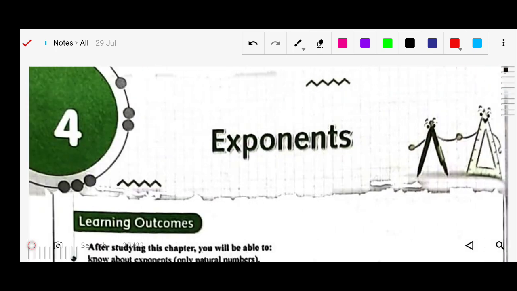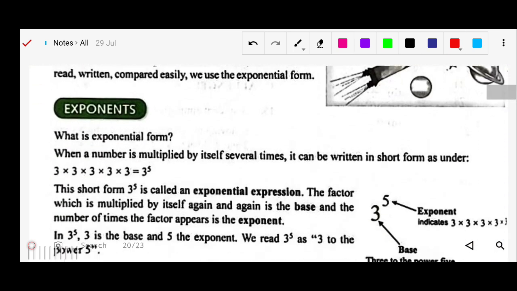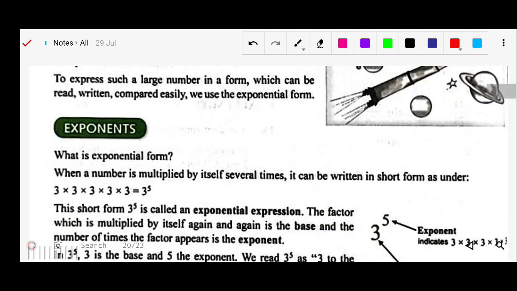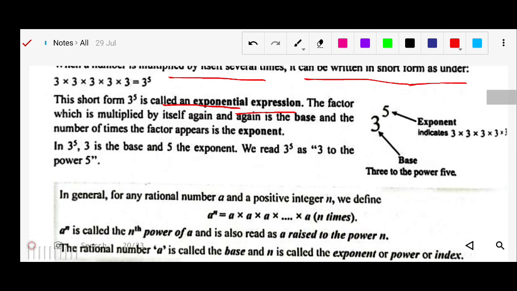Now, as you can see in the theory of this chapter, what is exponential form? When a number is multiplied by itself several times, it can be written in short form. 3 into 3 into 3, this is written 5 times, so that's why it is 3 to the power 5. In short we can write 3 to the power 5, and this short form is called an exponential expression. The factor which is multiplied by itself again and again is the base, and the number of times the factor appears is the exponent, right? As you can see, these are the same examples I just gave you. Likewise, these examples are there.